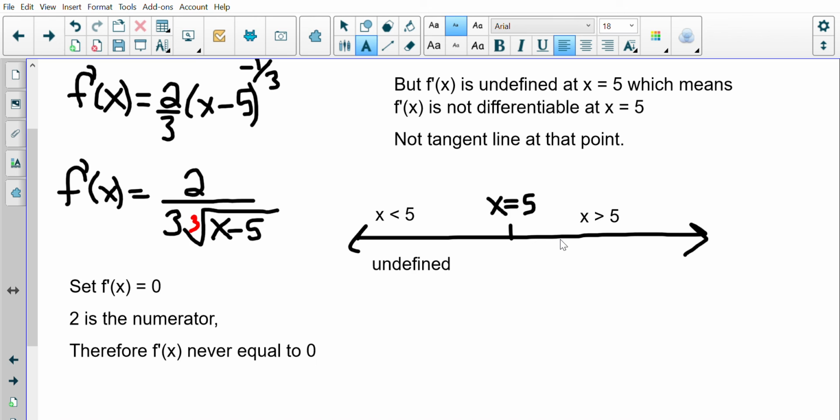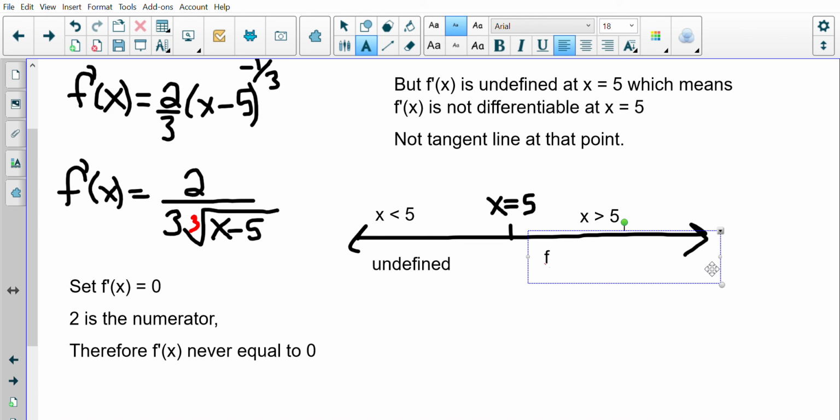And greater than 5, if I plug in a number, like I want to get a 9, so I'd try 14, because 14 minus 5 would give you 9. The bottom line is, when you take the third root of a number that's greater than 5, the number's going to be positive. And so our derivative is positive here.